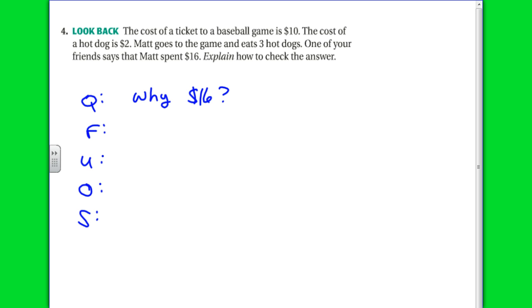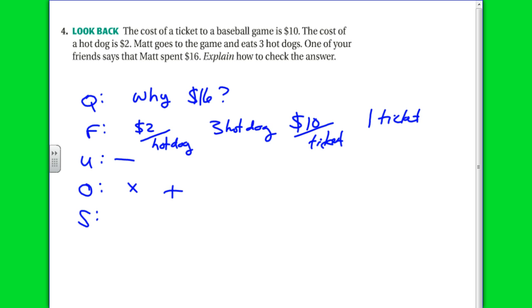Give me a fact, Alex. Each hot dog is $2, please. Okay, so hot dog, $2 per hot dog. There's a rate. And give me another fact. Claire, give me another fact. Okay, he ate 3 hot dogs. 3 hot dogs. And what? Another fact. Somebody else. What other facts do we have here? Sean, do you see another fact? $10 for a ticket. Okay, so everyone is writing their numeric equation that shows this real world situation.